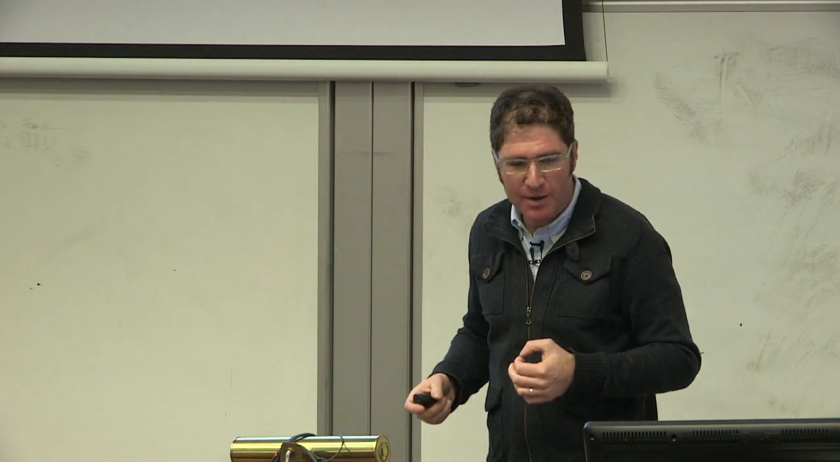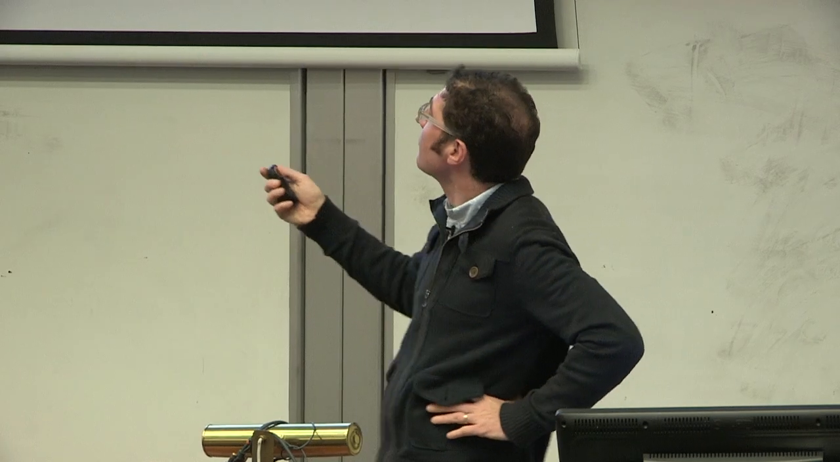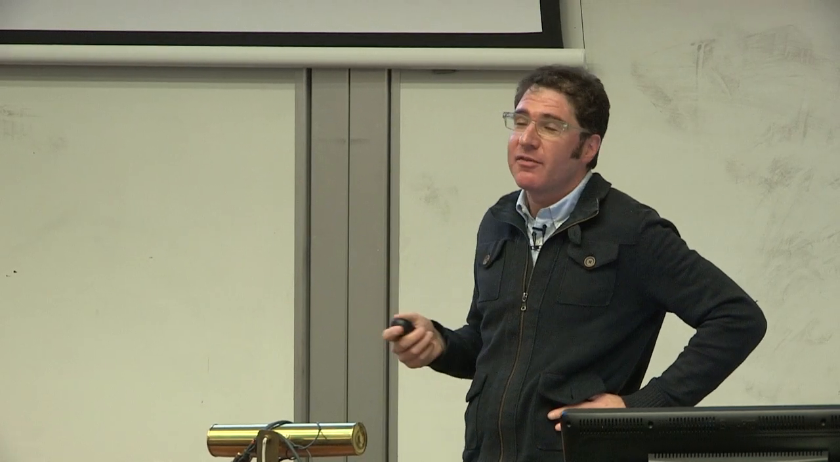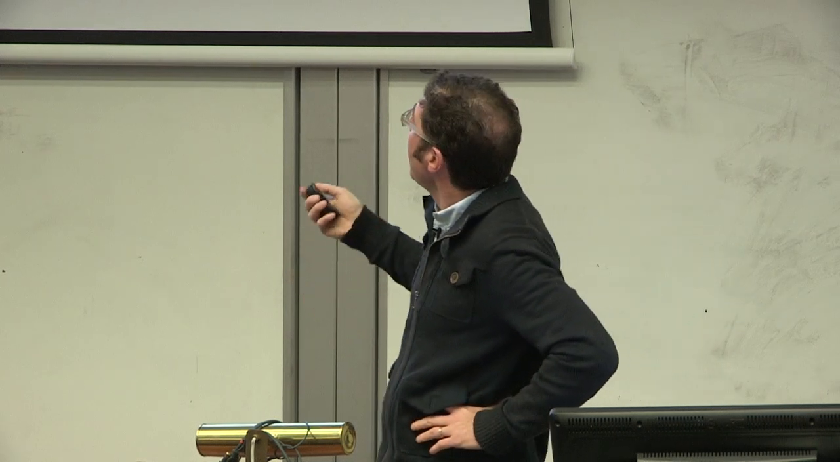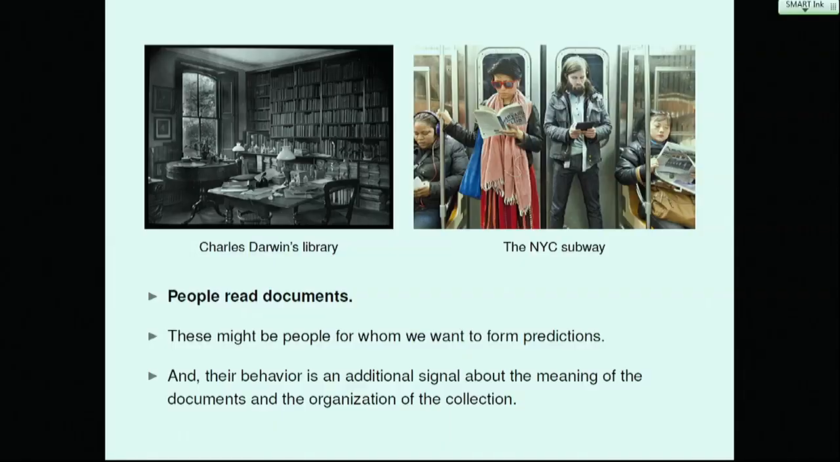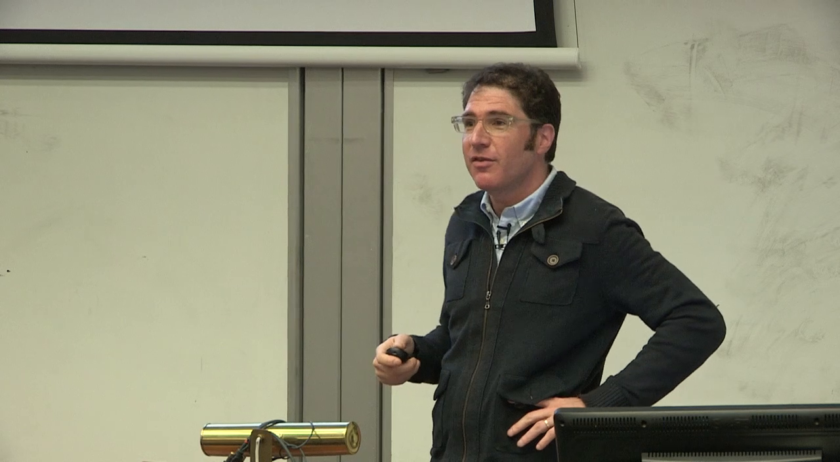Okay, so what's this talk about today? Well, we've been working on topic modeling a long time in my group, but recently realized that people read documents. These are not just data sets to analyze and write papers about, but they are things that people read. And so here are two examples. Here on the right is a picture common to me, the New York City subway. It's like the last place people read. And here you see a bunch of people reading on the New York City subway.